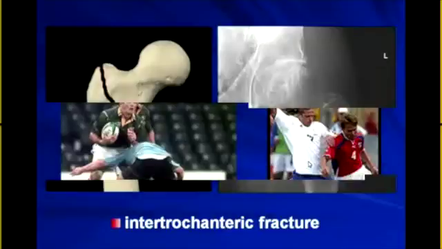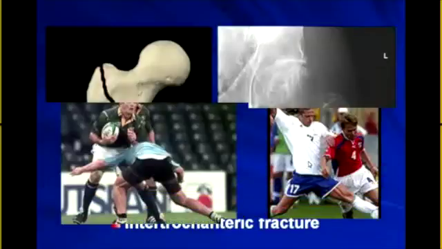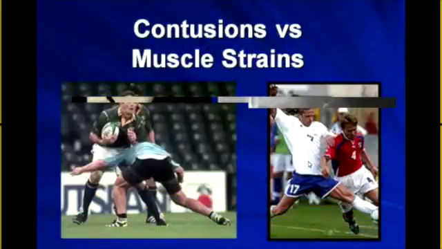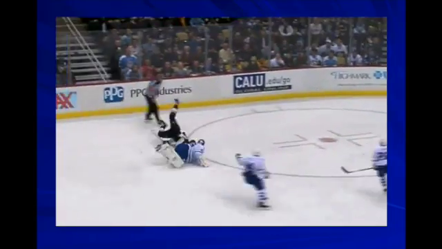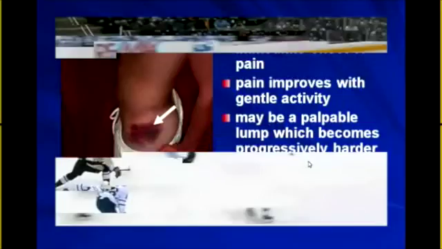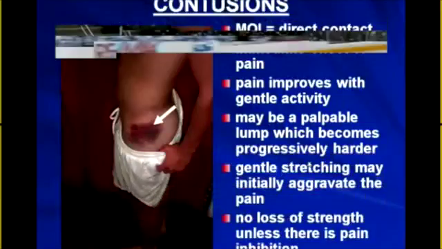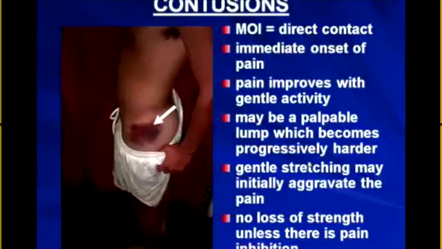Now we need to talk about contusions and muscle strains. Contusions are caused by a blow to the area, so you can appreciate in hockey or in soccer or contact sports. The mechanism of injury is some sort of direct contact. There's usually immediate pain that gradually improves with gentle activity. So they're eventually able to move and it starts to feel a little bit better.